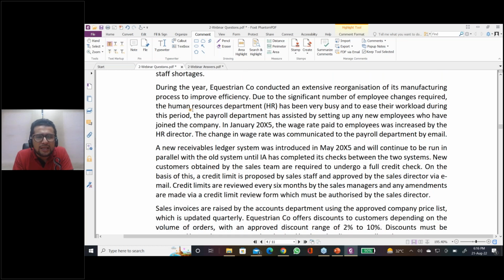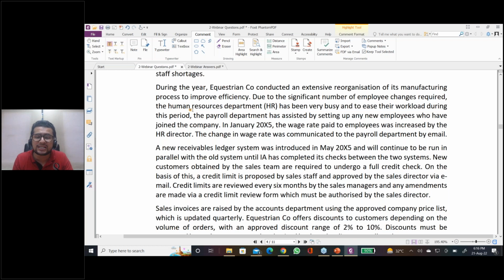During the year, E-Company conducted an extensive reorganization of its manufacturing process to improve efficiency. Due to the significant number of employee changes required, the human resource department has been very busy, and to ease their workload during this period, the payroll department has assisted by setting up new employees who have joined the company. Oh, that's not cool.